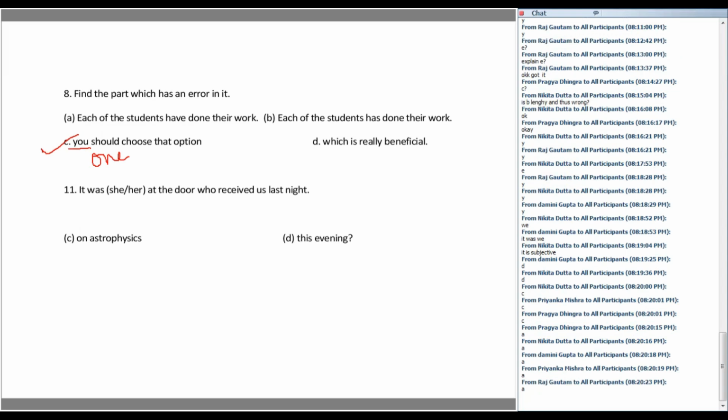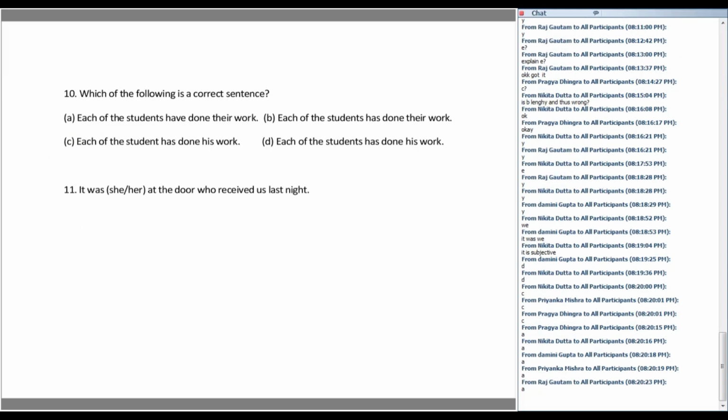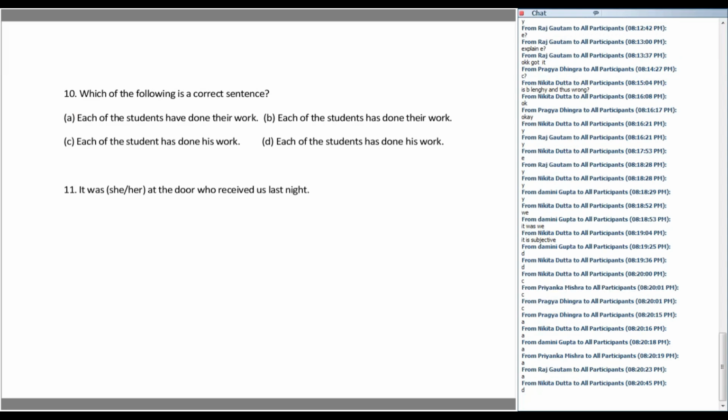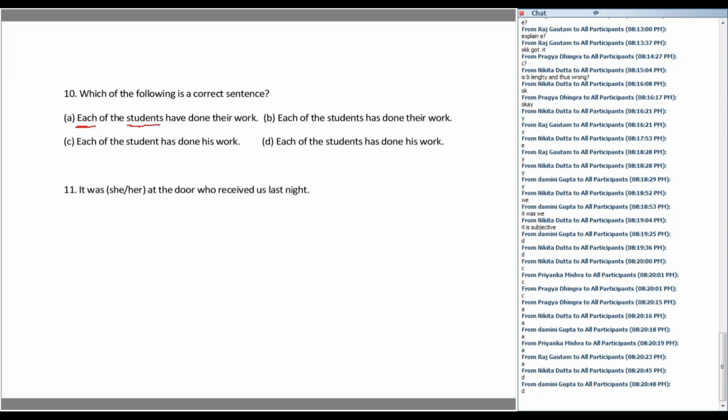Then let's come to other questions. 10. Which of the following is a correct sentence? Each of the students, जैसे each, the moment you have each before the subject, it becomes singular. If it is singular, can I use have? No, wrong. When I'm using the word each, can I use a singular noun? No, because if there's only one person, then why do I have to use each?